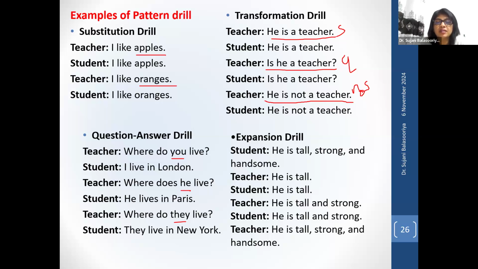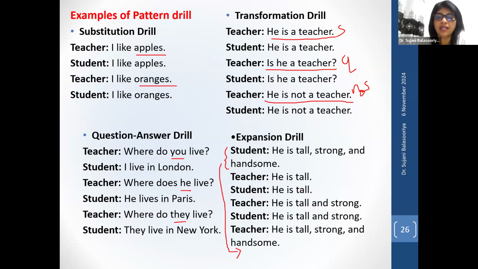Expansion drill. What about that? I think the teacher's part is missing. Anyway, the teacher says, he is tall. Please make a small correction, right? This part should come somewhere here. Okay, you understand? The teacher says he is tall and the student says he is tall, right?